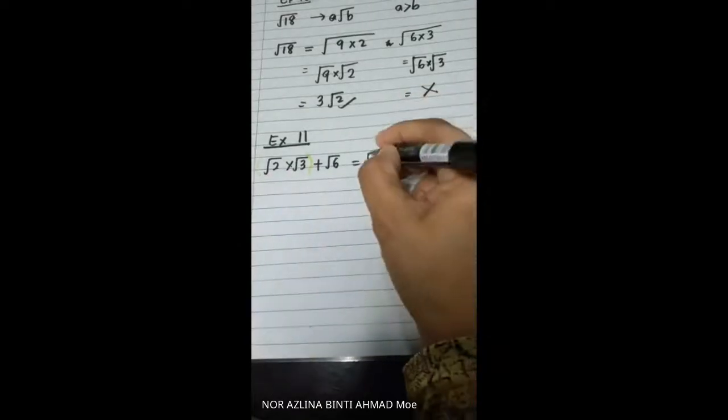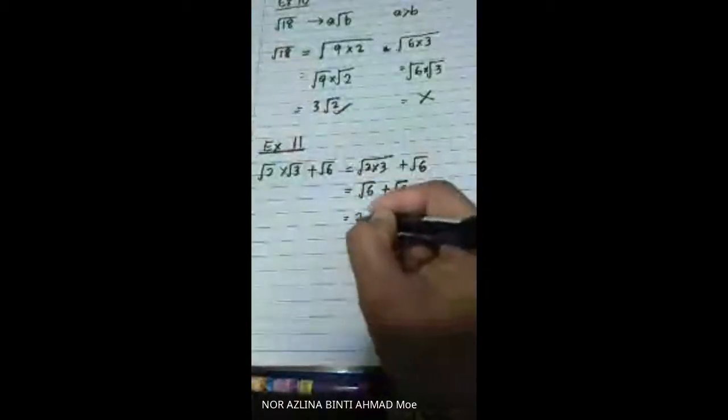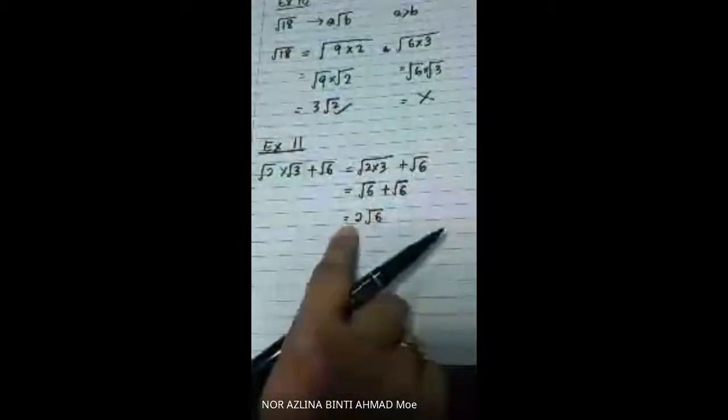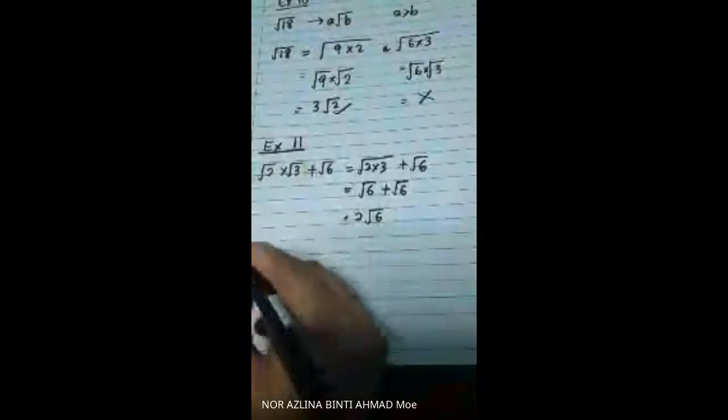Square root 2 multiply square root 3. So we can combine the numbers. We write in the same square root. So this is plus square root 6. So this is square root 6 plus square root 6, which is equal to 2 square root 6. Means you have 2 square root 6. Okay? B.